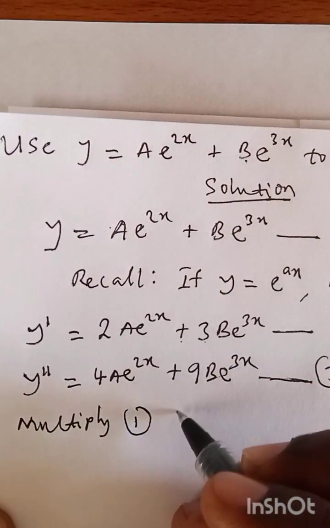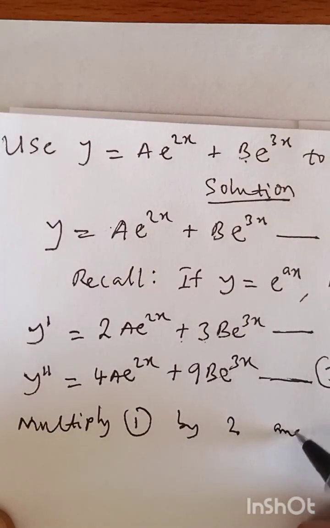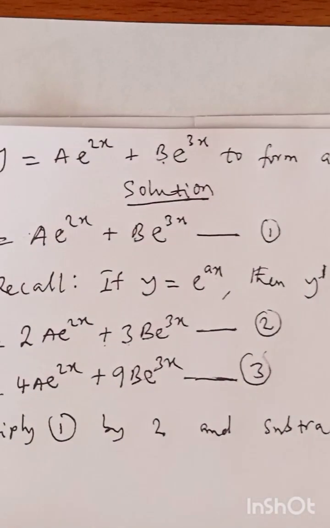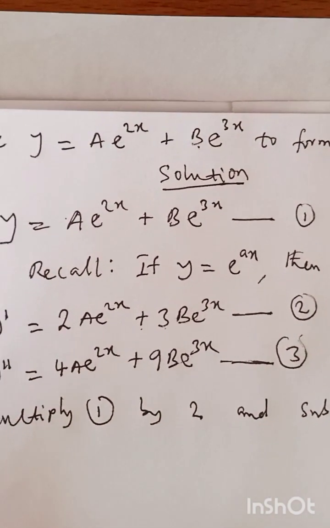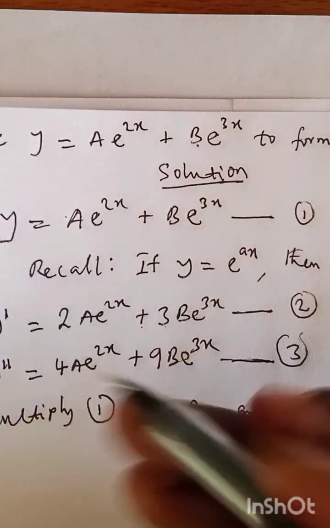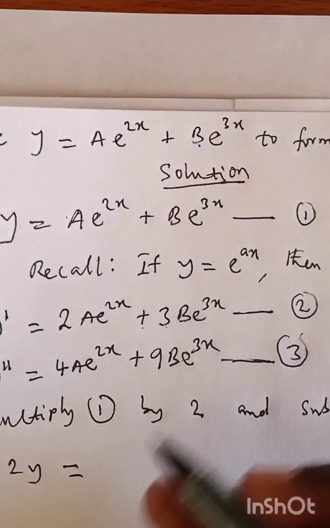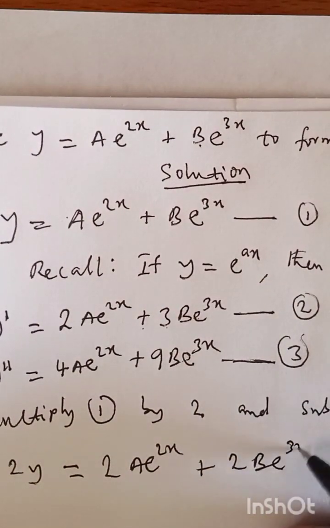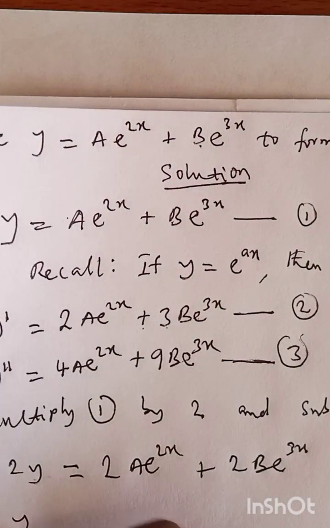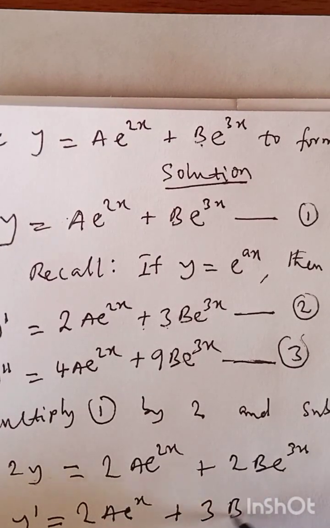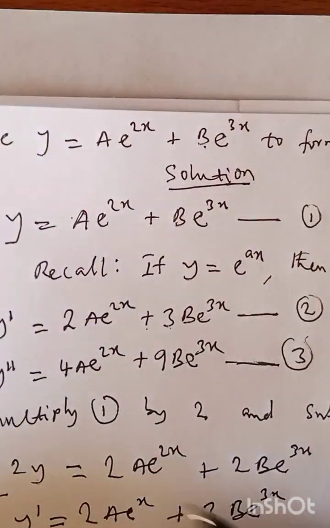So now we multiply equation 1 by 2 and we subtract it from equation 2. So equation 1 multiplied by 2. Here if you multiply y by 2, you have 2y equals, you multiply this one by 2, you have 2a exponential 2x, then plus, you multiply this also by 2, you have 2b exponential 3x. Then you take your equation 2, which is here, y prime equals 2a exponential 2x plus 3b exponential 3x. Then we said you subtract 1 from 2.